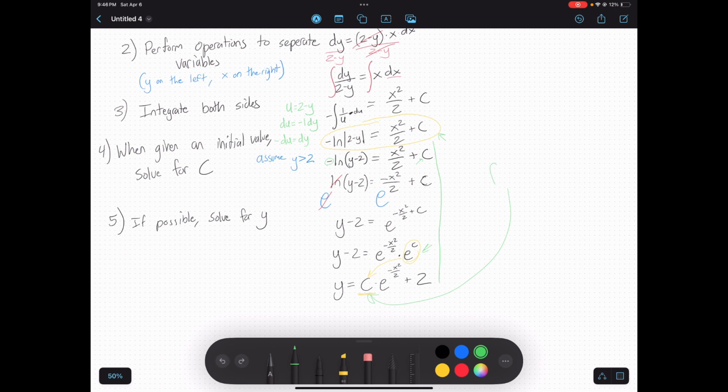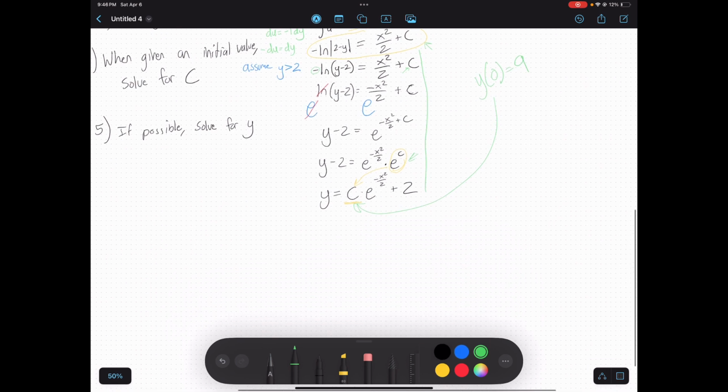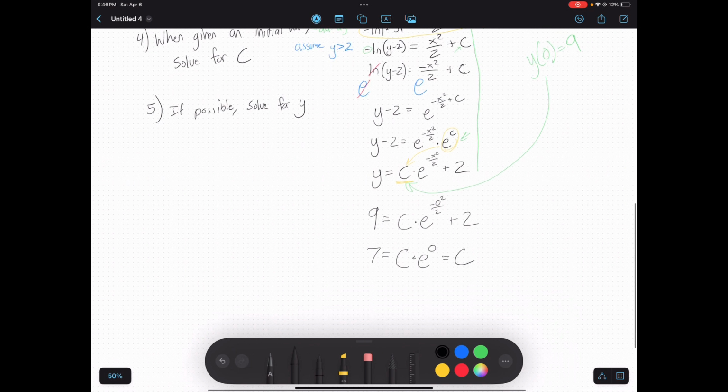What did we say my initial value was? Y of 0 was equal to 9. So I'll plug in 9 for y and 0 for x. Okay. I'll subtract 2 on each side. I get 7 equals C times e to the 0. What is e to the 0? E to the 0 is just 1. So what is C equal to? 7. This gives me my final answer of y is equal to 7 e to the negative x squared over 2 plus 2.